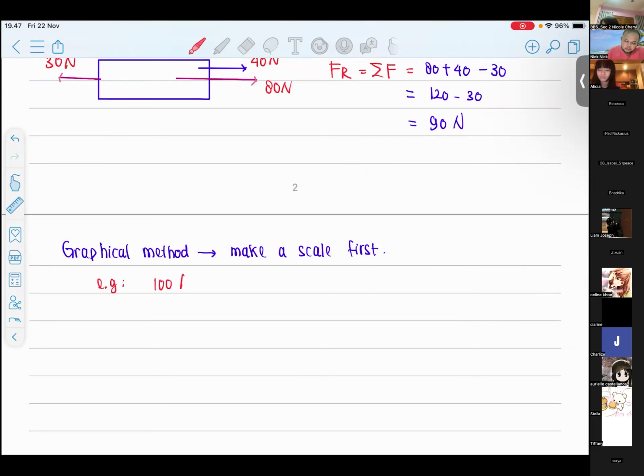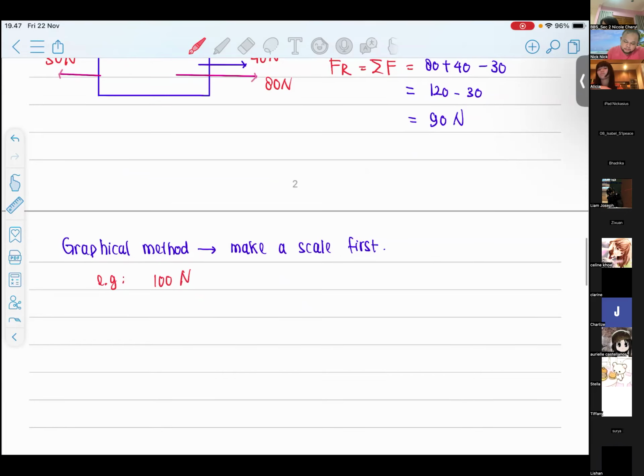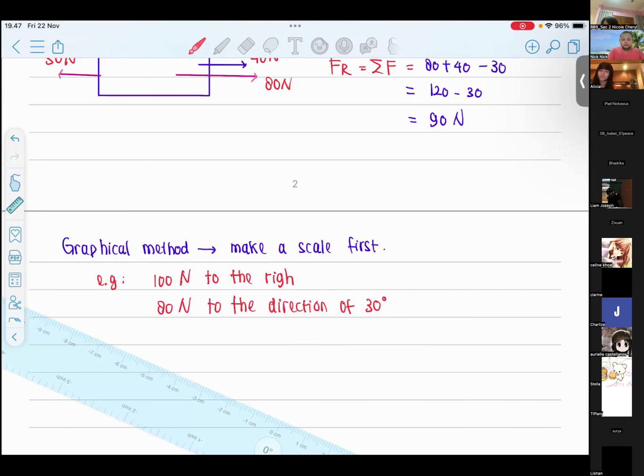100 Newton to the right, and then 80 newtons to the direction of 30 degrees. Now, if there is a case like this, you have to determine the scale first.